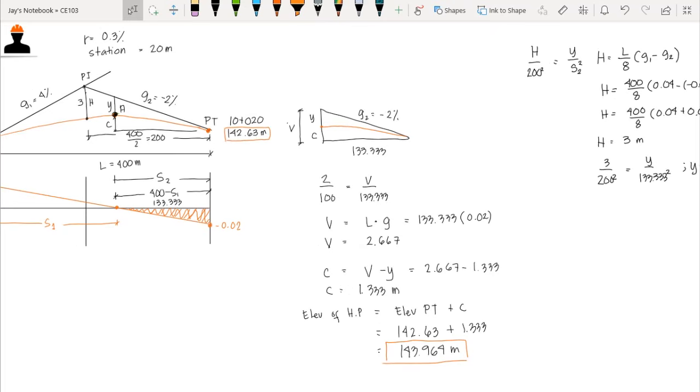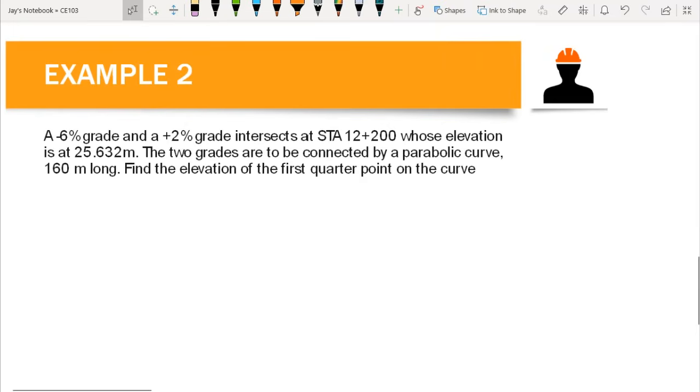So let's proceed to our second example. Now we have the second example. We have a negative 6% grade and a positive 2% grade intersect at station 12 plus 200, whose elevation is at 25.632 meters. The two grades are to be connected by a parabolic curve, 160 meter long. Find the elevation of the first quarter point on the curve.